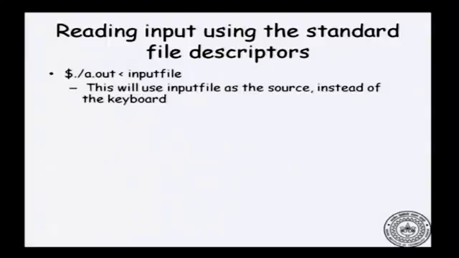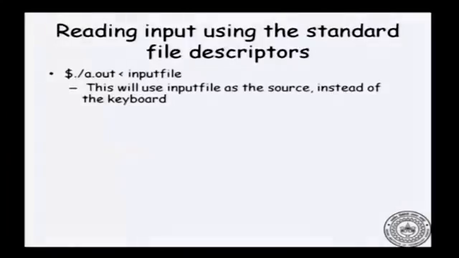Now, how do you read input using standard file descriptors, but from sources other than the keyboard? So, for example, if you are running a.out and you want to take the input not from the keyboard, but from an input file, you can say ./a.out less than input file. This says that the input is coming from the file input file, so this is the source instead of the keyboard.